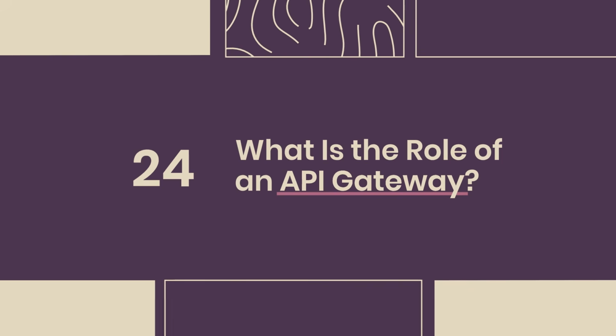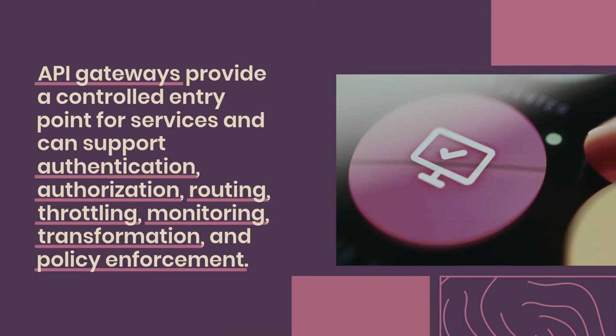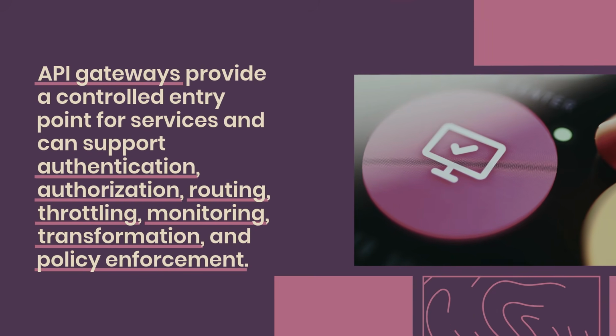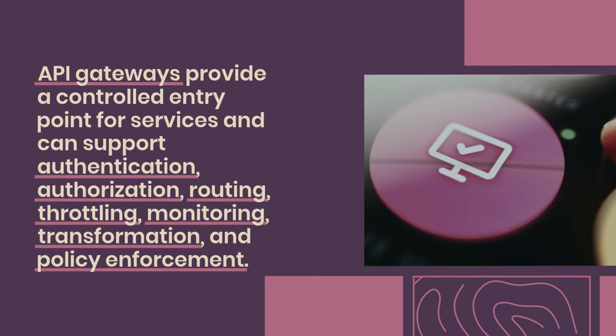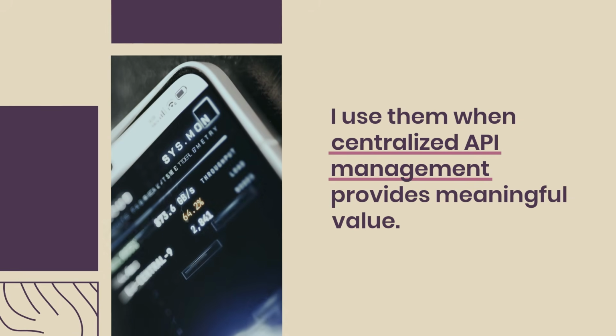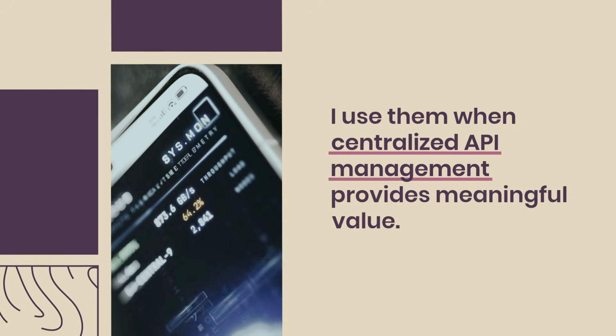What is the role of an API gateway? API gateways provide a controlled entry point for services and can support authentication, authorization, routing, throttling, monitoring, transformation, and policy enforcement. I use them when centralized API management provides meaningful value.